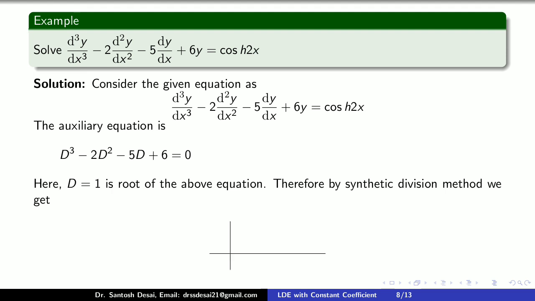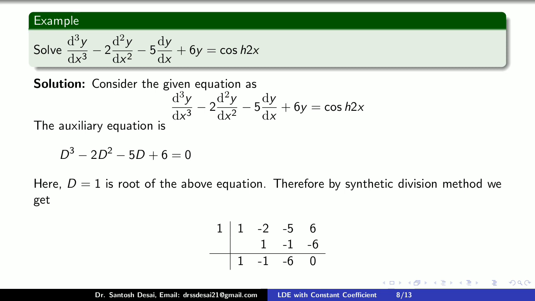So let us consider the coefficients of d in decreasing powers of d. First, the coefficient of d cube, that is 1, then the coefficient of d square, minus 2, the coefficient of d, minus 5, and the constant term. And write down the root to the left of the vertical line. Again we follow the same procedure. Take the first number as it is, 1 into 1, that is 1. Write it down below the minus 2, that is 1. So adding these two we get minus 1. 1 into minus 1, that is minus 1. Write it down below the minus 5. Adding this we get minus 6. Multiplication of 1 into minus 6, minus 6. Adding these two we get 0.